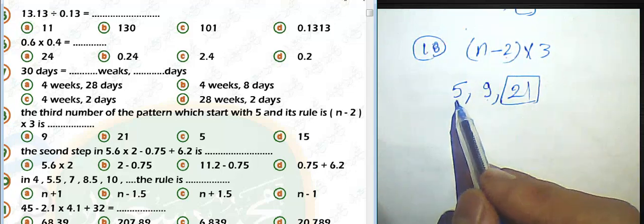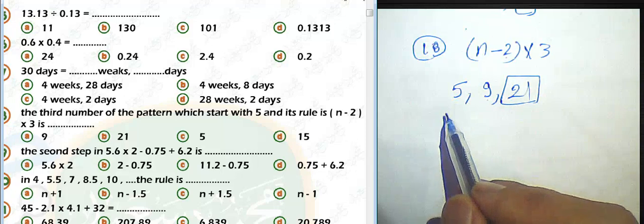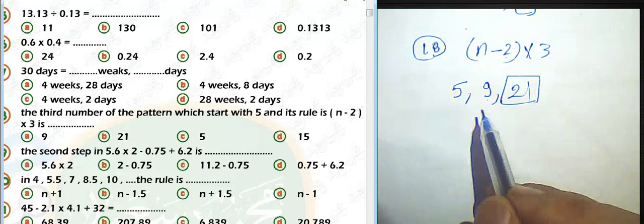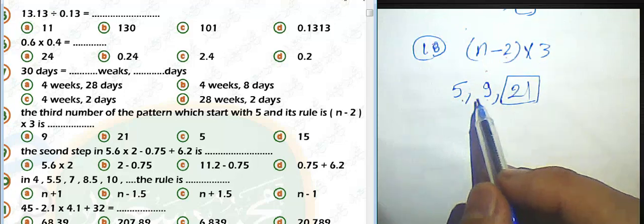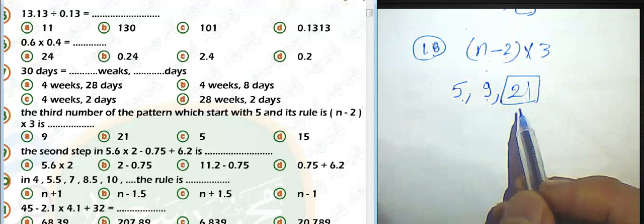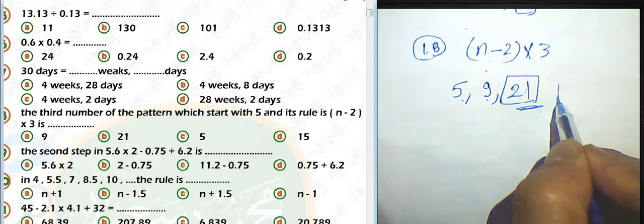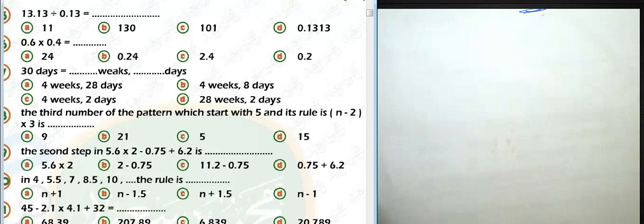N will be 5. He asked us about the pattern which starts with 5 and its rule n minus 2 times 3. N equals 5, 5 minus 2 equals 3, 3 times 3 equals 9, 9 minus 2 equals 7, 7 multiplied by 3 equals 21. So we must choose letter B of question 18. Another question here, question 19.